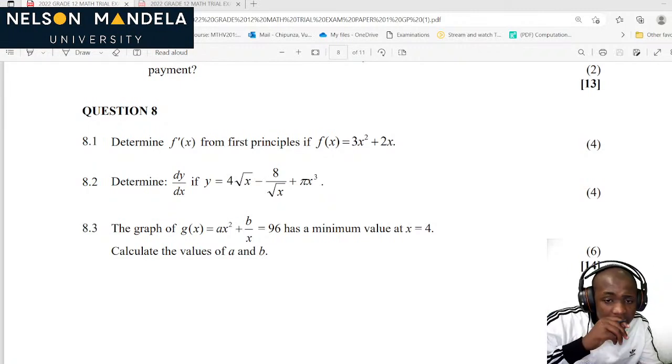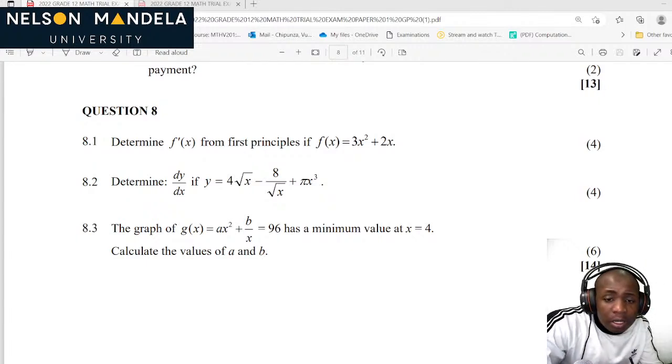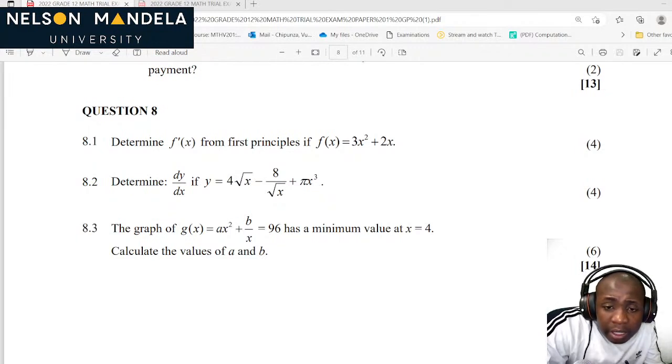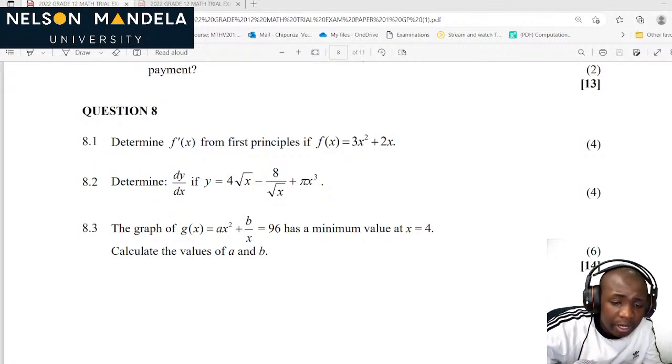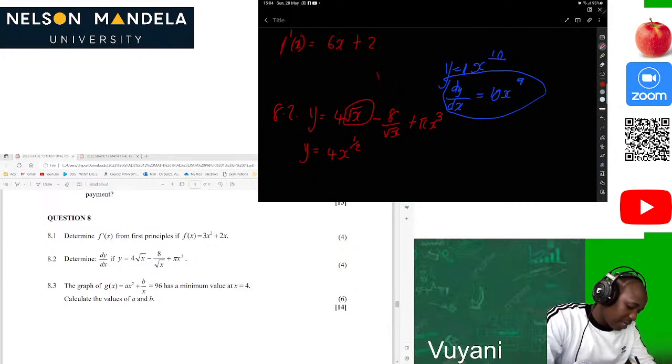So on 8.2, we can see that, oh, okay, we have y equal to 4 root of x minus 8 over root of x plus pi x cubed. Okay, yes, here we are. Now, the first thing is to remove the square root. So this will be 4x to the power 1 over 2. Of course, according to the rules of exponents, we know that the nth root of a is the same as a to the power 1 over n.